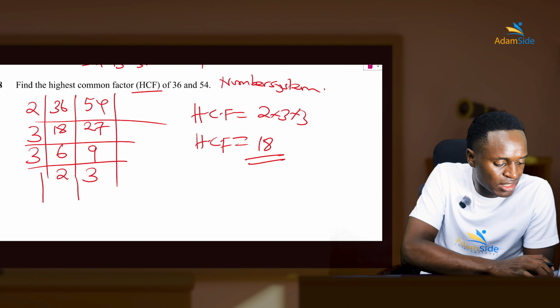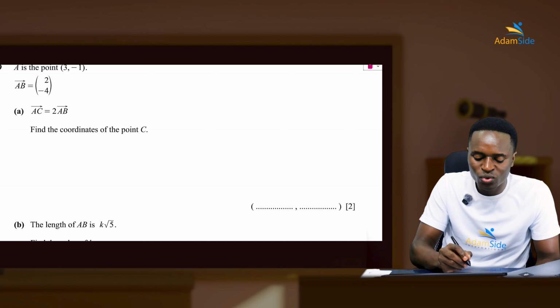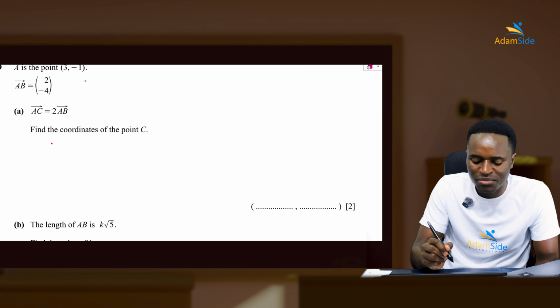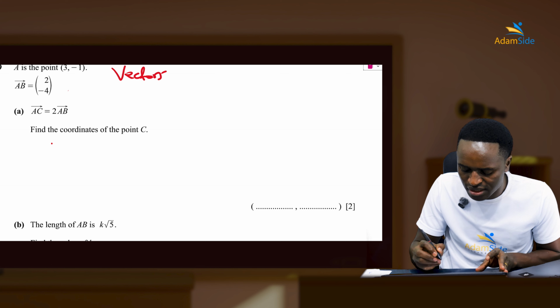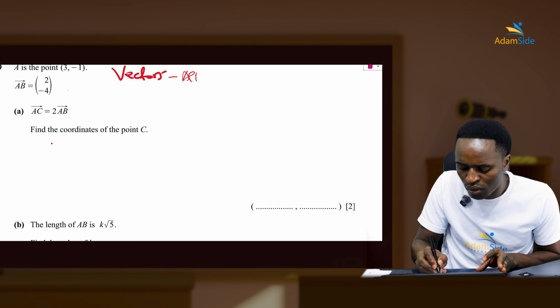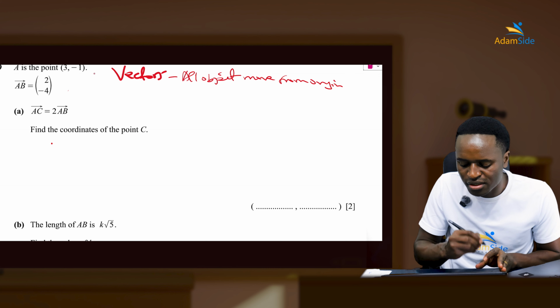Question number 9. You say A is the point 3, negative 1. Vector AB is 2, negative 4. And vector AC is equal to 2AB. Find the coordinate of the point C. So this is in the topic of vectors. We have to understand vectors, movement of objects. And we know with vectors, we're talking about all objects moving from the origin, point 0, 0.